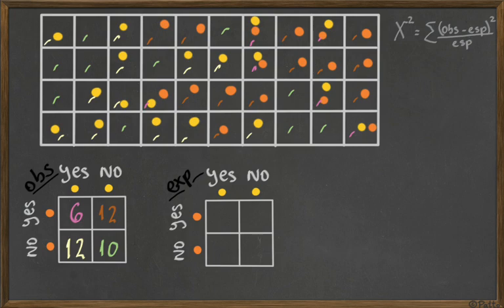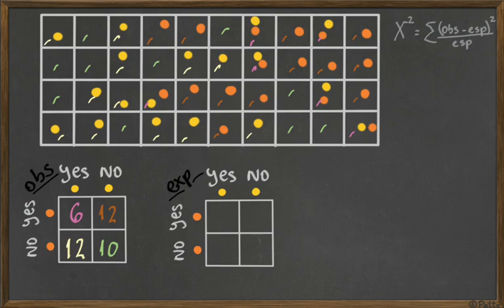So what I want from you now is for you to calculate the expected values. How do you calculate the expected values? You take the total of the row and the total of the column. I'll pause the video so you can add the total of the row and the total of the column. I'll wait for you. And then you unpause the video, having just calculated the total of the row and the total of the column.